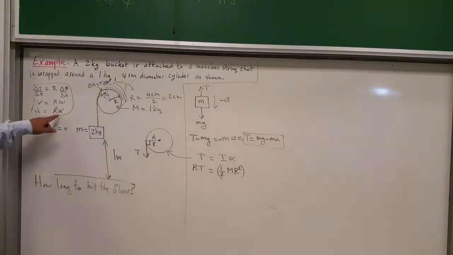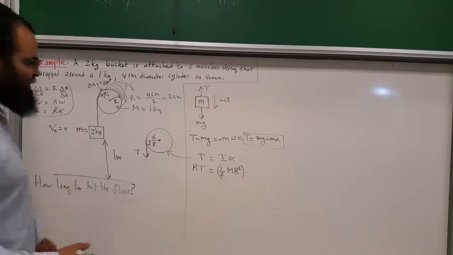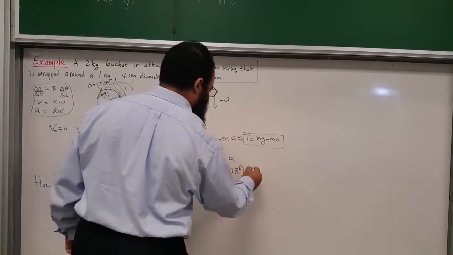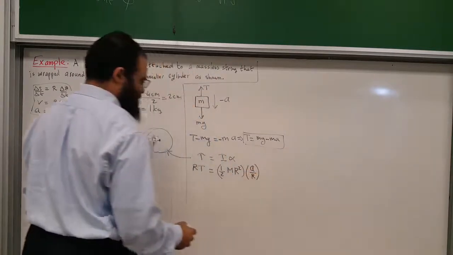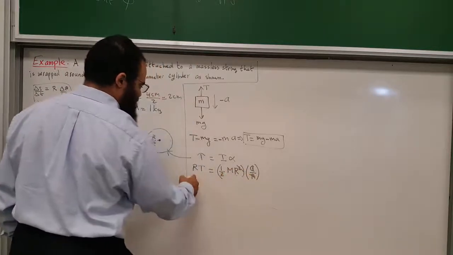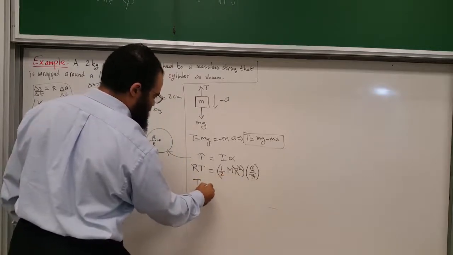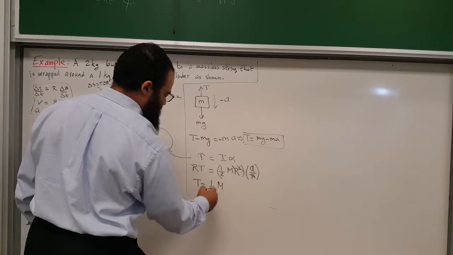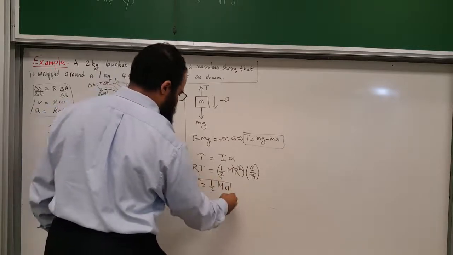But alpha is the acceleration over r. So I'm going to replace alpha by the acceleration over r, because I'm after the acceleration. We want to know how long it will take the mass to fall, so I need the acceleration. And you notice here, one of the r's cancels. I have an r here and an r here, so this r cancels. So I get that the tension will equal 1/2 of M times the acceleration. Okay, that's the second equation.